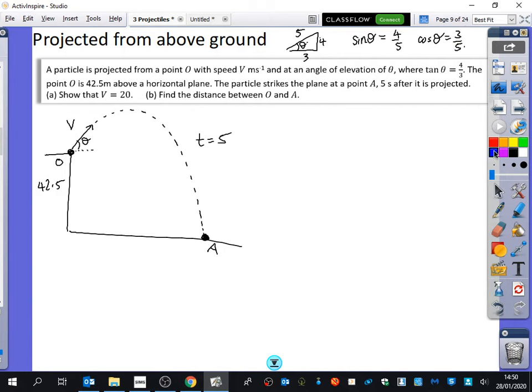Same ideas as before. We resolve the speed. Running along here, running up here. So this one is v cos theta. This one is v sine theta. But we know cos theta is 3/5. So you might like to add to your diagram and say, well, this is just 3/5 v. And this one is just 4/5 v.